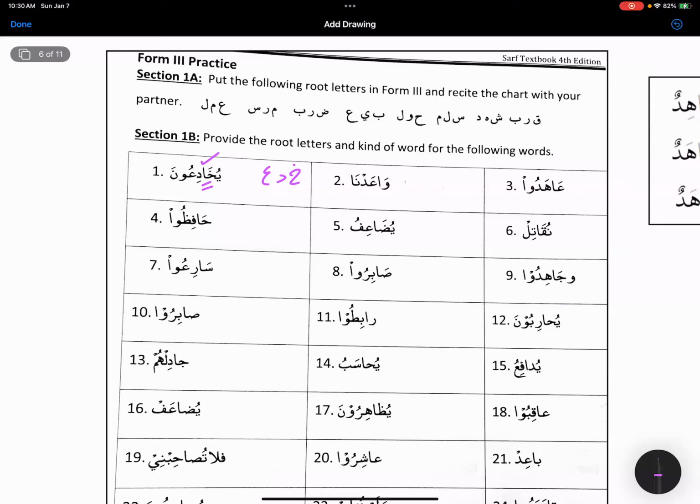Okay, so now what else do we need here? And the bab is fa'ala. Exactly, jahada, family 3. Okay, perfect.